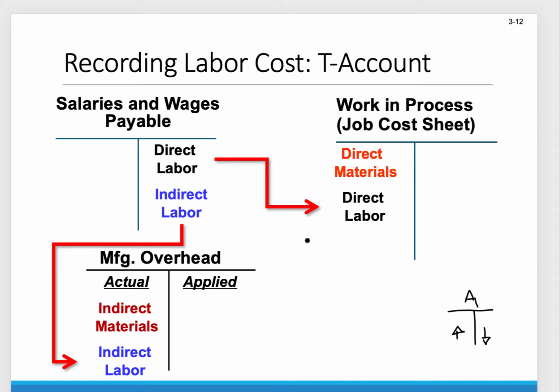The salaries payable account, this is a liability account. So the liability account is just the exact opposite. We increase the liability with a credit, we decrease it with a debit. And remember, left side is going to equal the debit, right side equals the credit.